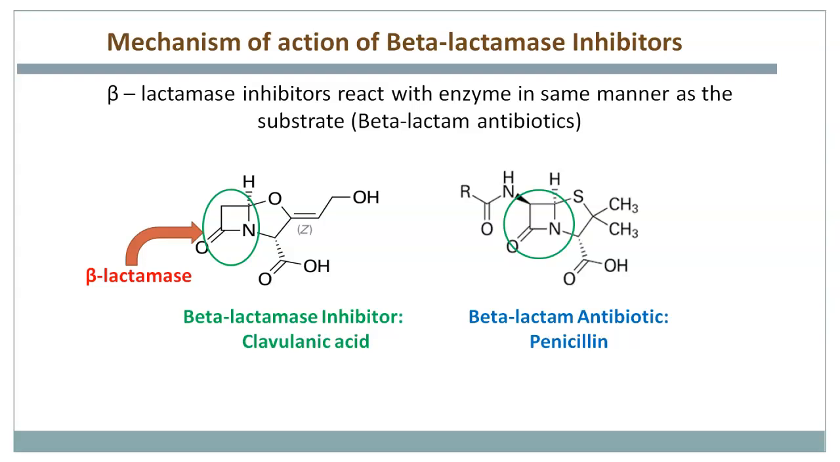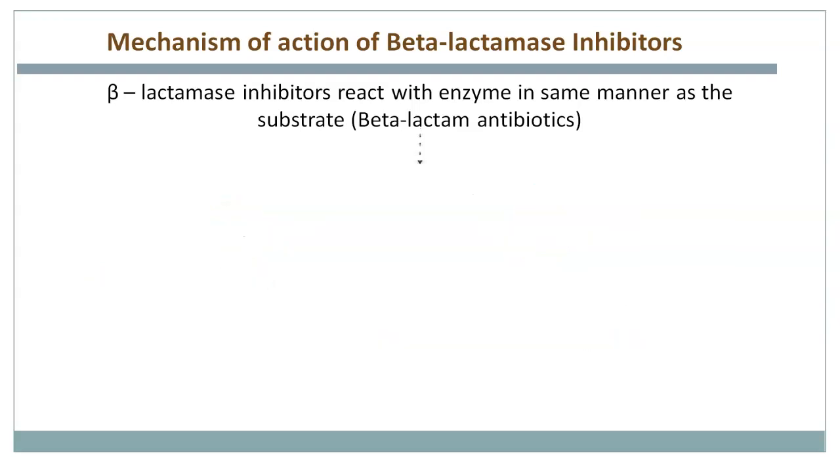So these beta-lactamase inhibitors, by binding to this beta-lactamase enzyme, prevent it from breaking down the beta-lactam ring of the antibiotic, and therefore this allows the beta-lactam antibiotic to remain intact and exert its antibacterial activity or its antibacterial effects. Now in detail we discuss this mechanism.